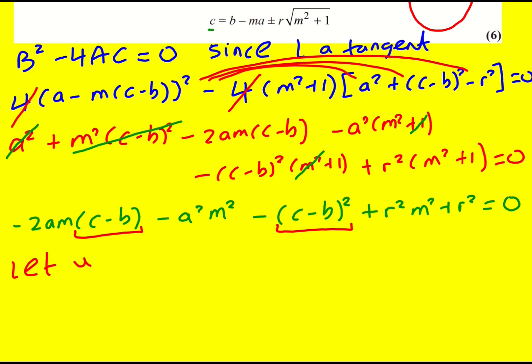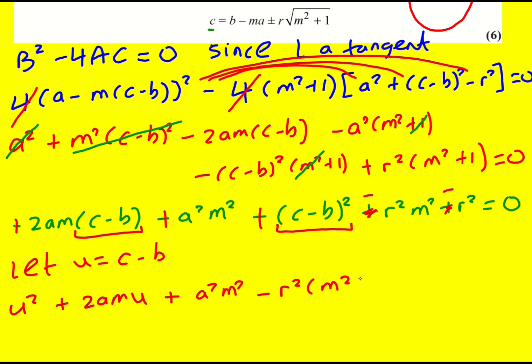So just a moment, I'm going to let u equal c minus b to make life a little bit easier. And I'm going to basically swap the signs for everything. In fact, I can just do it straight here. This can become a plus, plus, plus. This becomes a minus and a minus. So that means that u squared plus 2amu plus a squared m squared minus, I'm actually going to, I feel like I shouldn't have expanded that bracket. I'm going to rewrite it as r squared (m squared plus 1), not least because I can see this in the answer. So that is going to equal 0.